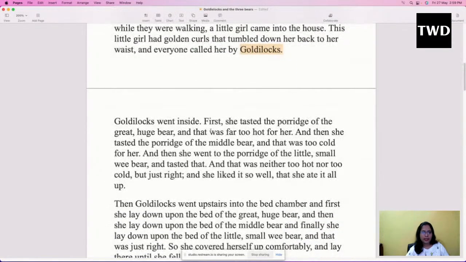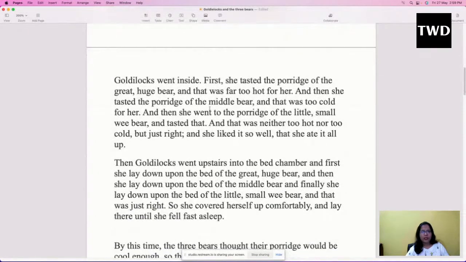Goldilocks went inside. First, she tasted the porridge of the great, huge bear, and that was far too hot for her, right? So can you see how I am pausing? After first we have a comma here, so I paused here, and then again after great we have a comma, again I paused. Huge bear, again I paused, and that was far too hot for her, and here I paused more, isn't it? So first she tasted the porridge of the great huge bear, and that was far too hot for her.